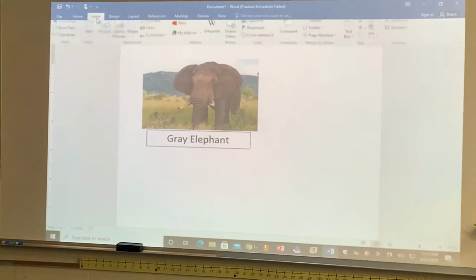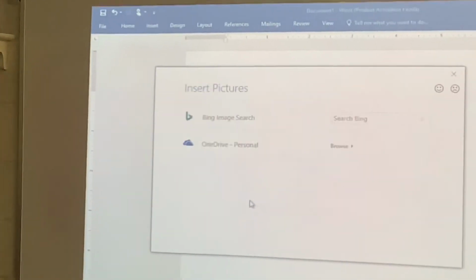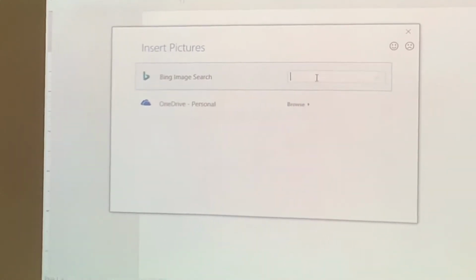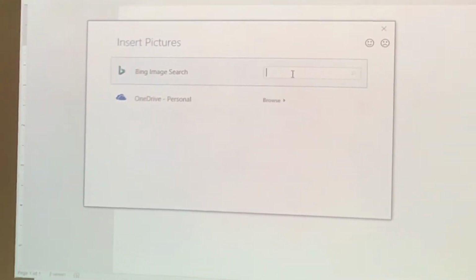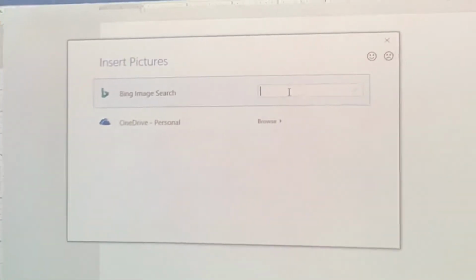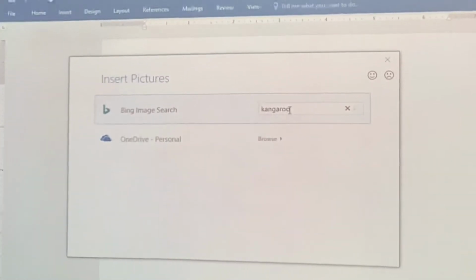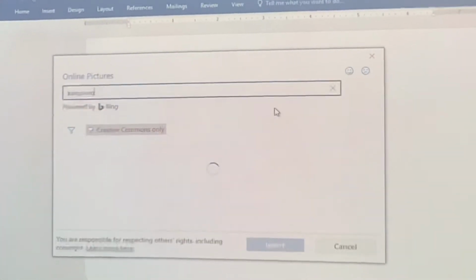So if you open up a Word document, you've learned how to do that in computer class, and you go to Insert and click Online Pictures, this will come up, and you can search. Bing is a search engine like Google. It's just a different company. So we can search, because I'm doing vertebrates, let's search a kangaroo.